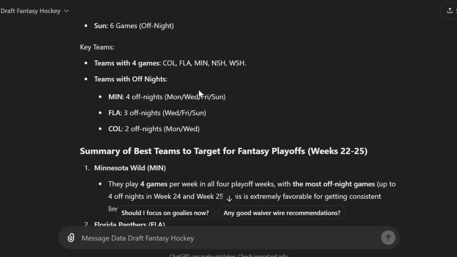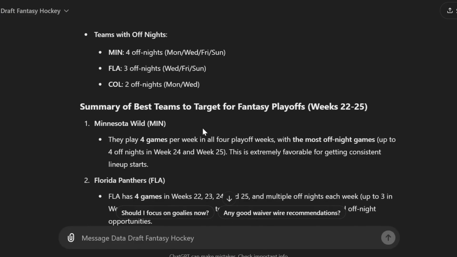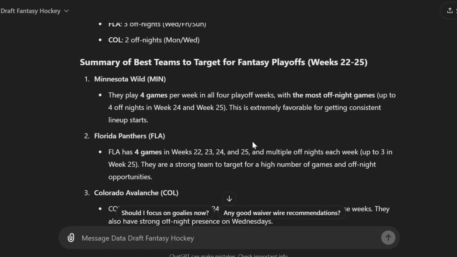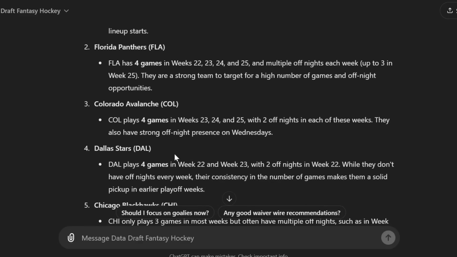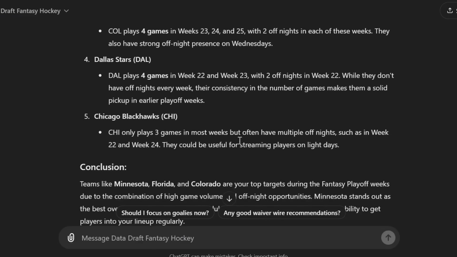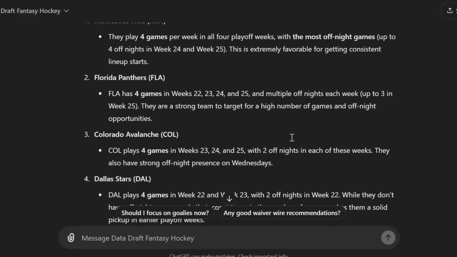You've got teams with 4 games, Colorado, Florida, Minnesota, Nashville, Washington. Minnesota, again, 4 off nights. Florida with 3, Colorado with 2. So some of the best teams to target for the fantasy playoffs: Minnesota, Florida, Colorado, Dallas, Chicago. Those are going to be some teams that you're going to want to grab some guys from.